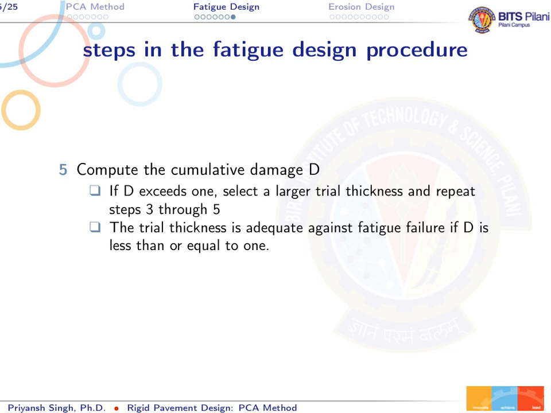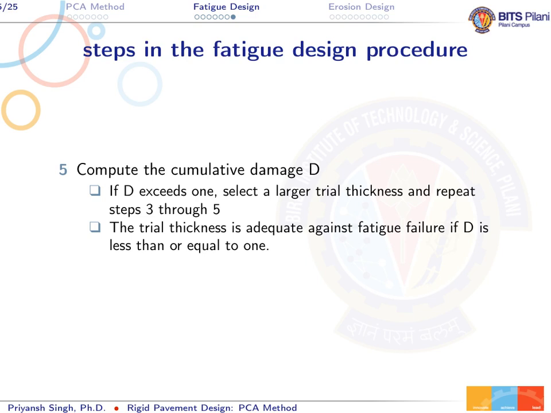Once you know the allowable number of repetitions, you already know how many repetitions of that load are expected. So the expected repetitions of that load divided by the allowable number of repetitions will give you the cumulative damage D. The summation of this D for all classes will give you the total D. This total D should not exceed 1. Either it should be equal to 1 or less than 1.